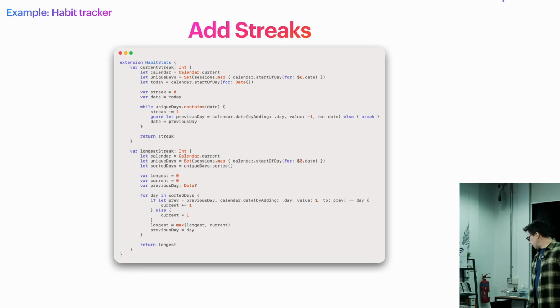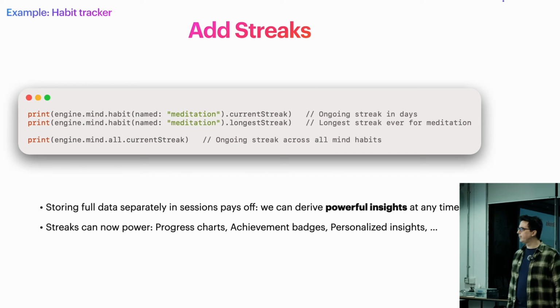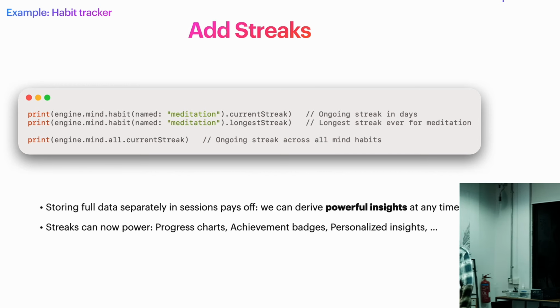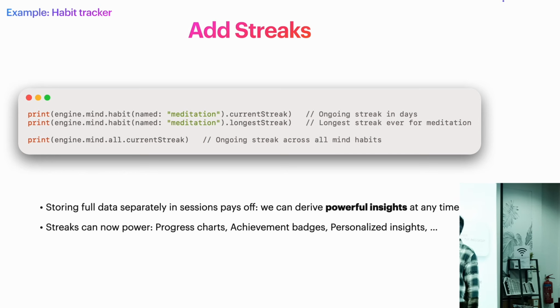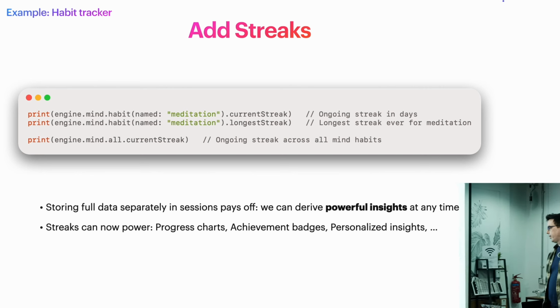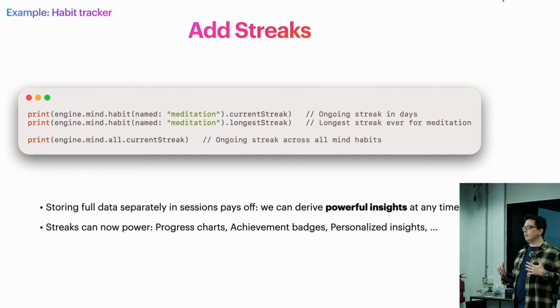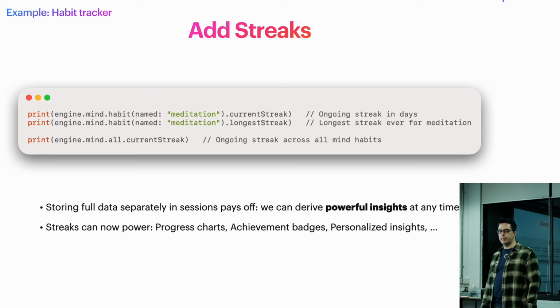And there we have it. Two new statistics available anywhere in our app. So this is how we calculate the current streak for meditation, for example, or the current streak for any habit in the entire app. So we can see that now that we have stored the data separately in the session item, it pays off because we can add powerful insights at any time, like this streak feature. And now that we have streaks, we can do progress charts, achievement badges, etc., etc.